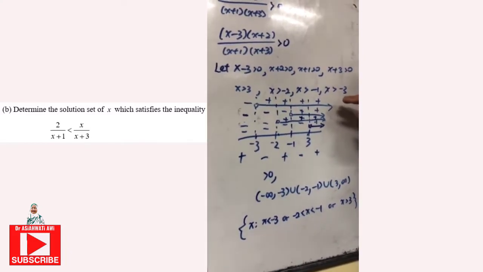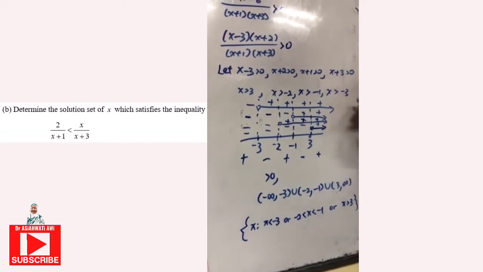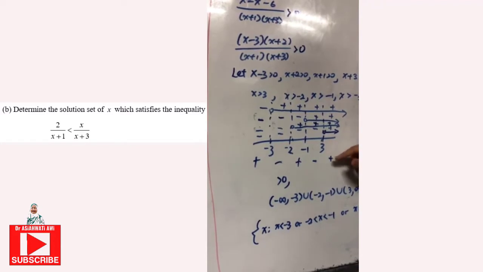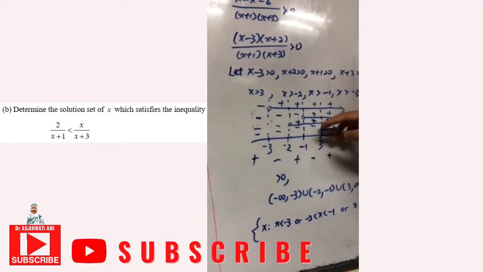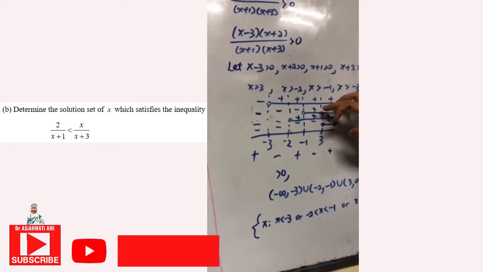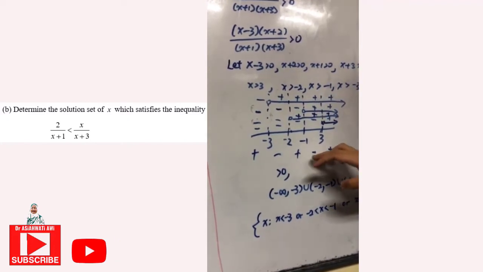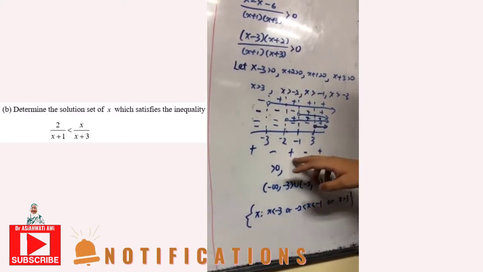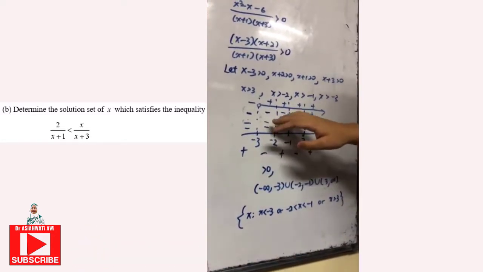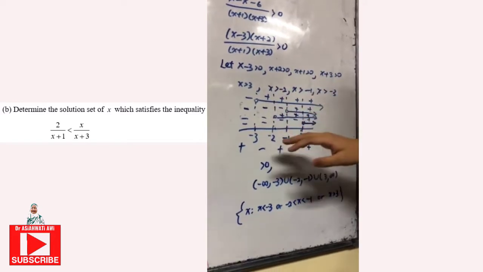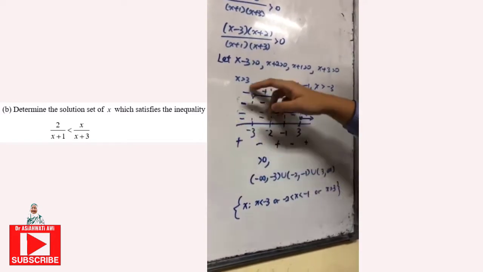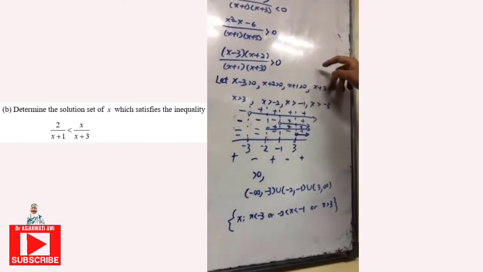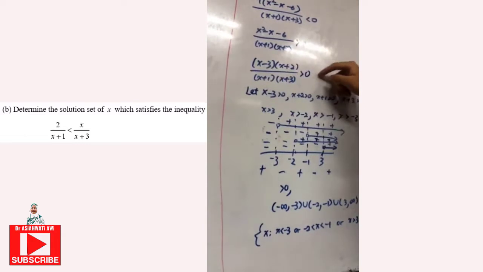And the region above the line will be positive, so the first part will be positive, positive, positive, positive, and we get positive. The second part will be negative, positive, positive, positive, and will be negative. The third part will be negative, negative, positive, positive, and will be positive. The fourth part will be negative, negative, negative, positive, and we'll get negative, and the last part is all negative, and we'll get positive.